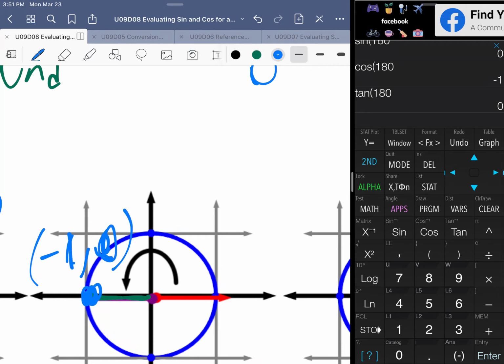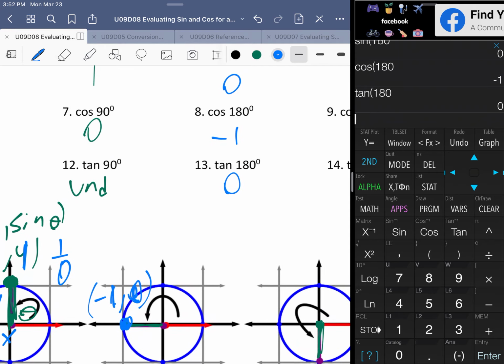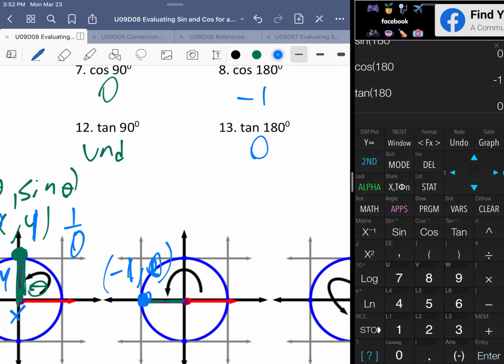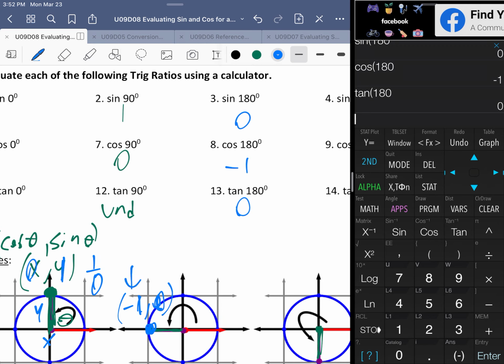Just like we were talking about yesterday, where in the different quadrants only certain trig functions are positive or negative, that's what's happening here. In this case, the cosine value is negative on this side of the axis. So cosine of 180 is -1. So this is the cosine. The sine is 0. And tangent of 180 is y over x, right? So y over x in this case is equal to 0 over -1, which is equal to 0.